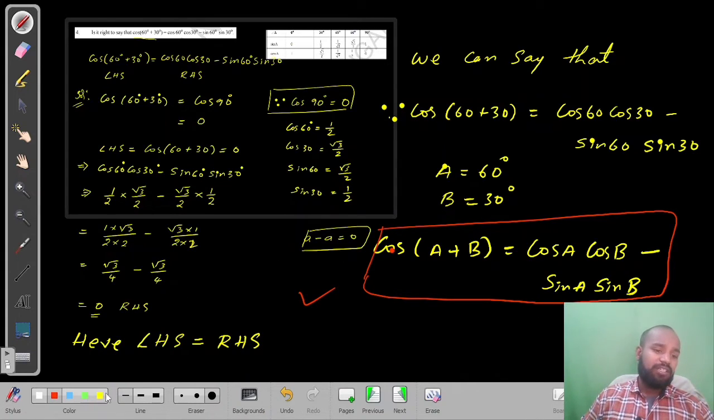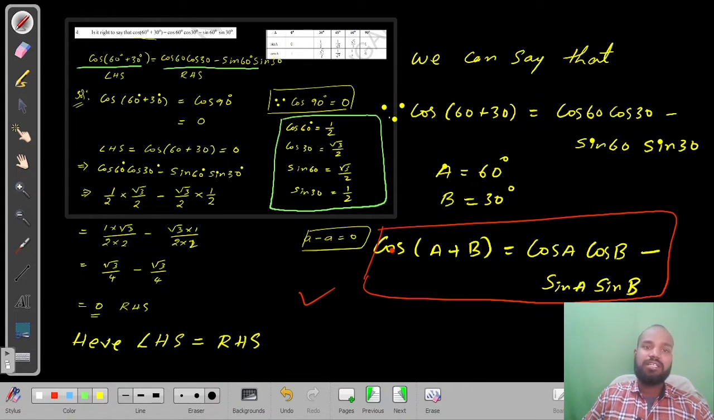So what we did here is very simple. We know the values of cos 60, cos 30, sin 60, sin 30. Then we substitute these values in the equation, on the two sides, LHS and RHS. We consider this side as LHS and this side as RHS. First we solved the LHS, and we got the value 0.